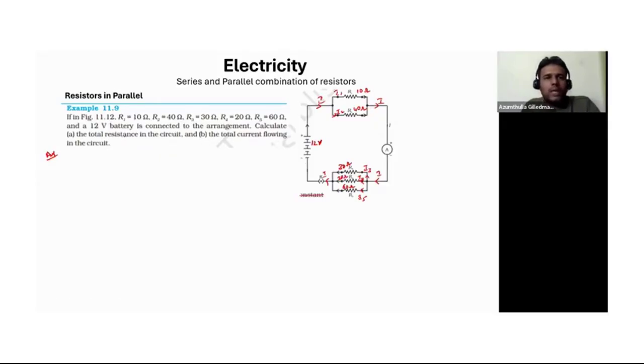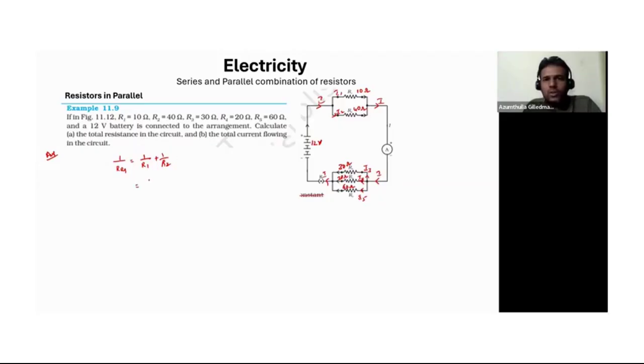Now what we need to do is calculate the total resistance in the circuit. How to calculate total resistance? First, I will target the upper circuit area. So 1 by R equivalent equals 1 by R1 plus 1 by R2 for the upper circuit. First, let's find that.